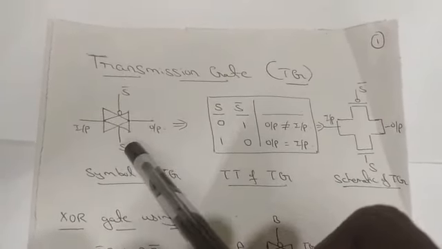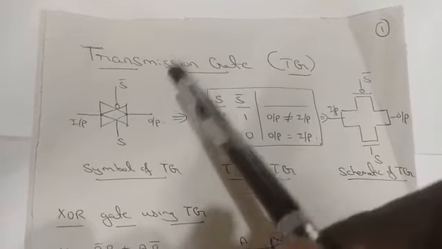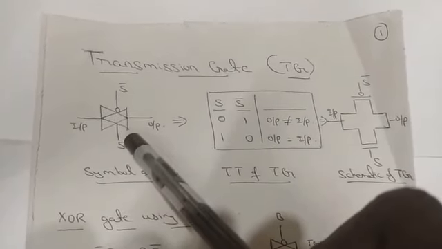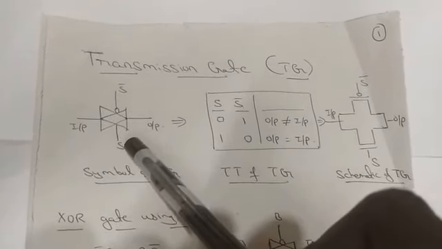Whatever the input will be, the same will be the output when S is equal to 1. If S is equal to 1, your NFET will be on. Obviously at that time S bar is equal to 0, so PFET will be on. So both the transistors will be in an on state, and whatever the input will be, they will be getting at the output. So there will be no threshold voltage drop. This one is your symbolic diagram.